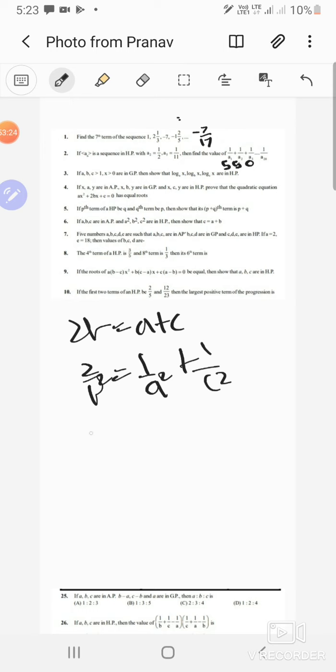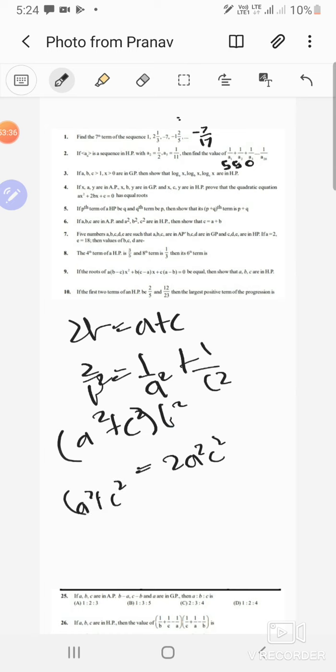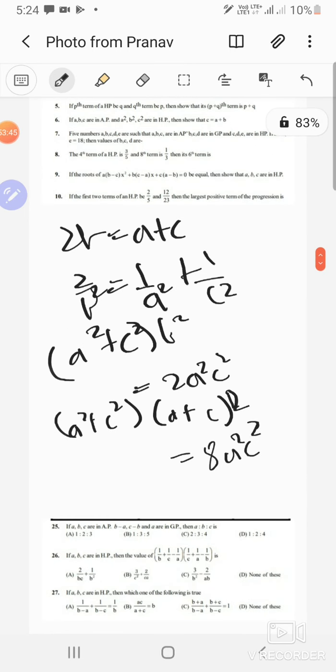Okay, which means that a squared plus c squared into b squared is supposed to be equal to 2 times a squared c squared. Now multiply this by 4, so that will give me a squared plus c squared into 2b whole squared. It's going to be a plus c whole squared, that is supposed to be equal to 8 a squared c squared. Wow.